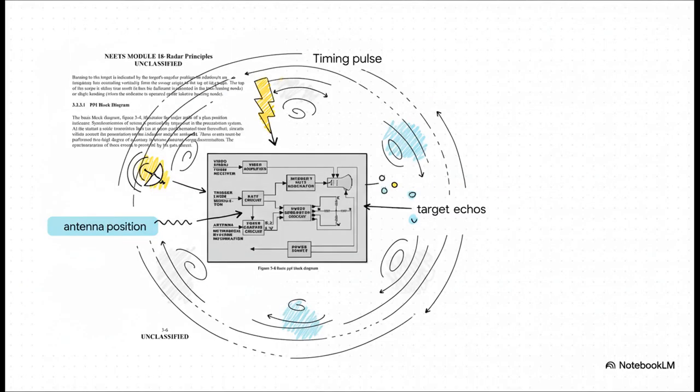Okay, I know this diagram looks a little intimidating, but don't worry. We're only going to focus on one big idea here: synchronization. To draw that 360-degree map correctly, the system has to time three things perfectly: the initial pulse going out, the physical position of the antenna, and the echoes coming back. If that timing is off by even a fraction of a second, the whole map is basically useless.